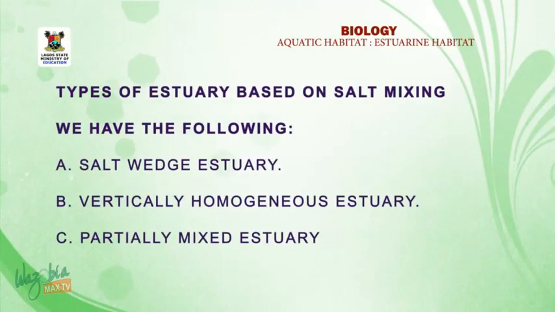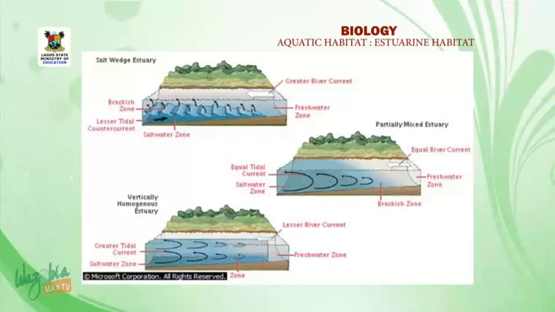Types of estuaries based on salt mixing. There are 3 types. We have the following under this category. A, salt wedge estuary. B, vertically homogeneous estuary. C, partially mixed estuary. Take a look at this diagram.